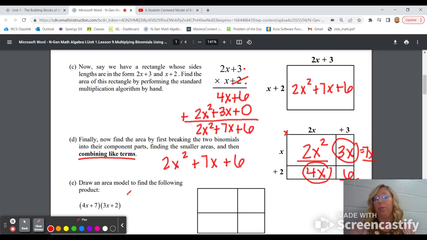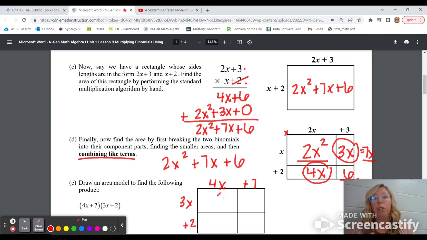So make sure that you use regular pencil that you can erase just in the event that you make a mistake. But really make sure that when you're doing those practice problems on the right side of the page in just a minute by yourself, that you are referring back to these examples that I've covered here to use them as a guide, okay? So for part E, it says draw an area model to find the following product. So 4x plus 7 times 3x plus 2. Two binomials that we're going to break apart on this area model. 4x plus 7 and 3x plus 2.